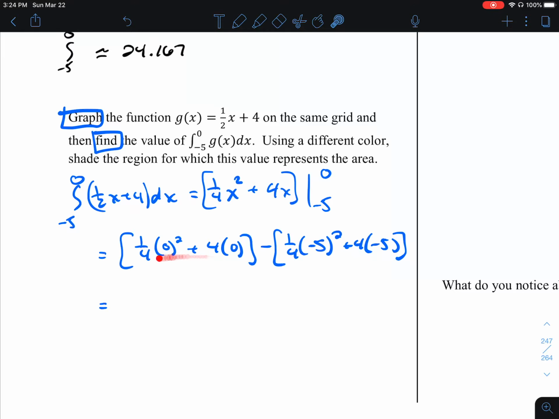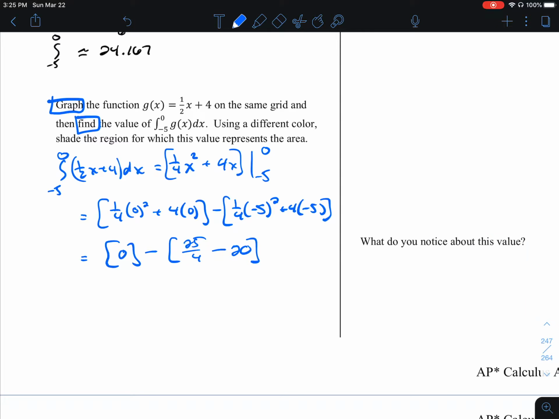This first group is going to be 0 plus 0, which is just 0. Second group, -5 squared is 25. 25 times a fourth will be 25 over 4. Plus 4 times a -5 is a -20. I'm not going to get real crazy with that. I'm just going to leave it as -25 over 4 plus 20. If I were to put this into a calculator, I would get 13.75. Exactly, if I want to go 3 decimal places, throw a 0 on it.